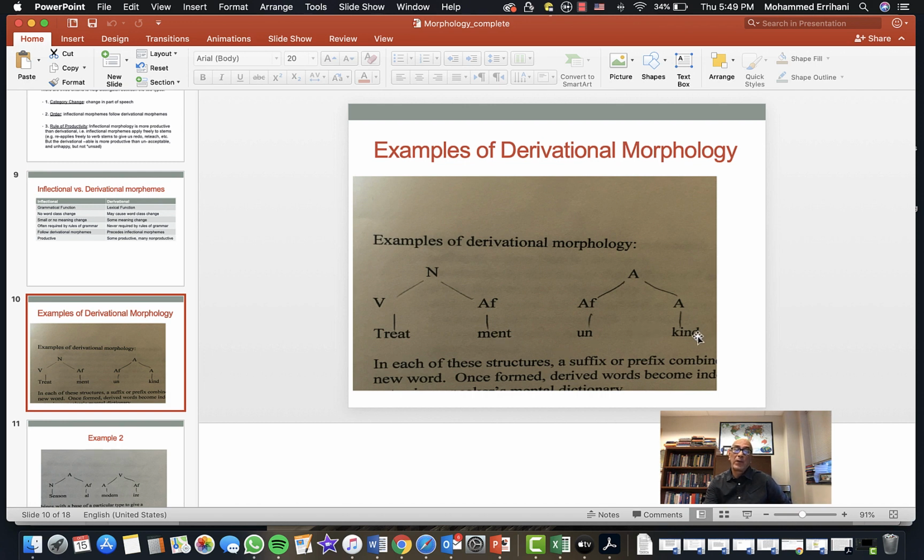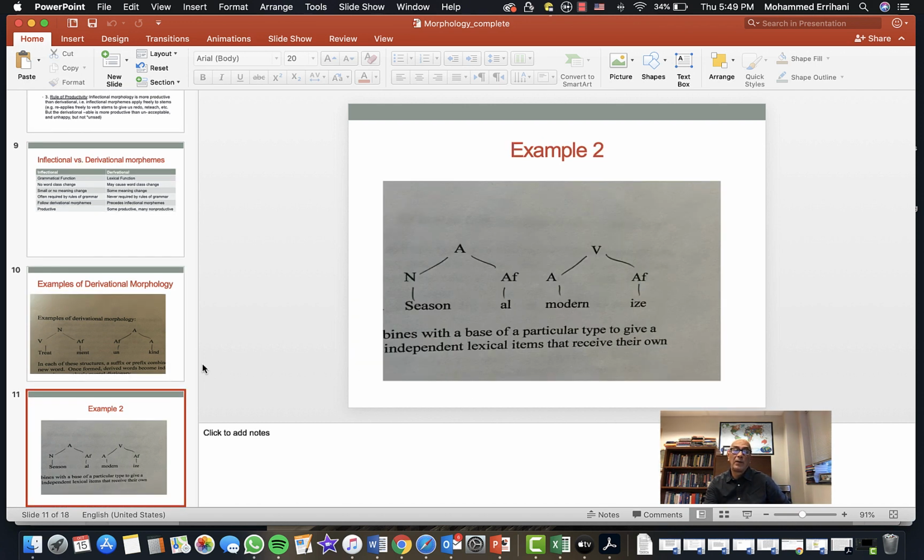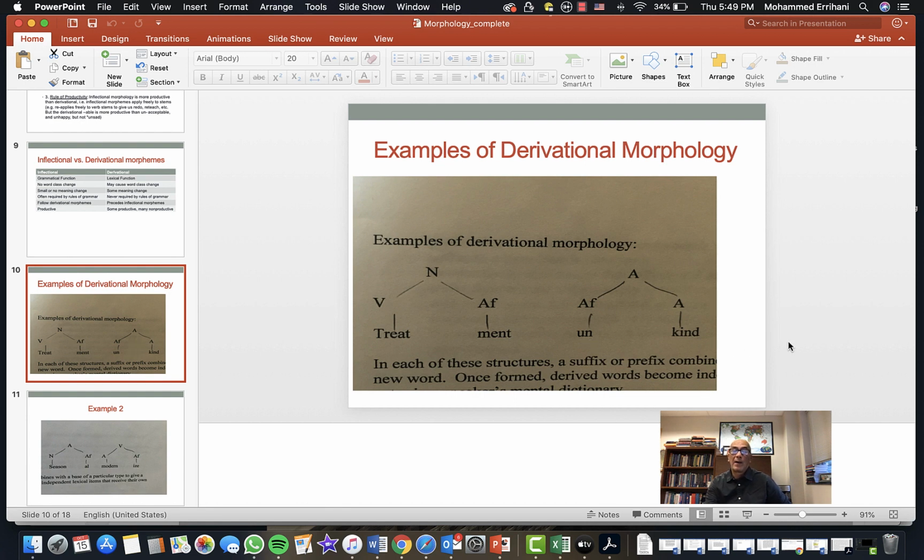Here are some examples of derivational morphology. Let's go back. I think this is from your textbook. So you have a noun, and this is basically a tree diagram. A noun consists of a verb and an affix. The verb is treat, and ment is the affix. So treatment is the noun. The noun consists of two morphemes, a free morpheme, treat, and the affix or the bound morpheme is ment.